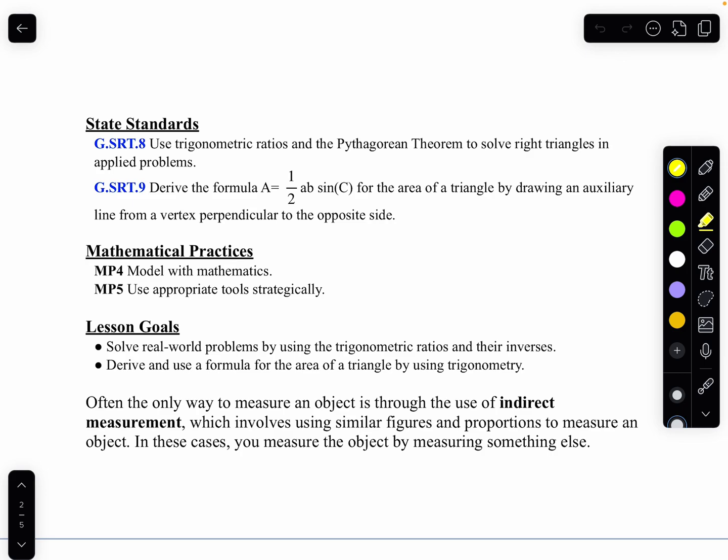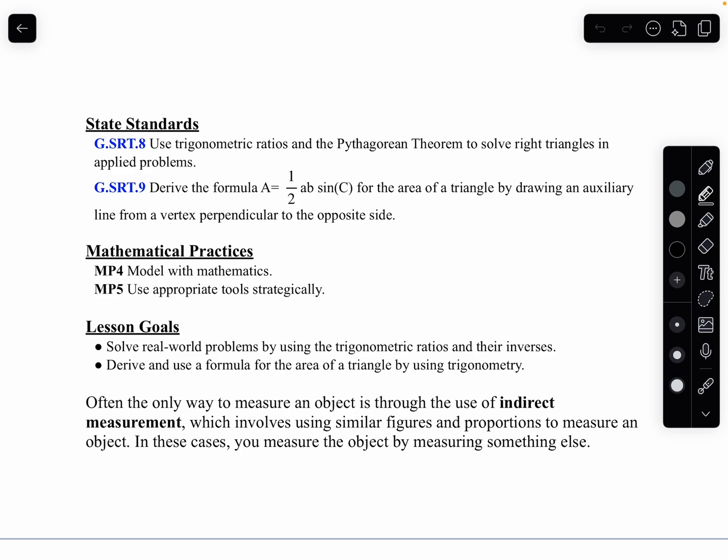What we're going to do in this video is we're going to solve real-world problems by using trig ratios and their inverses. And we're going to derive and use the formula for the area of a triangle by using trigonometry.